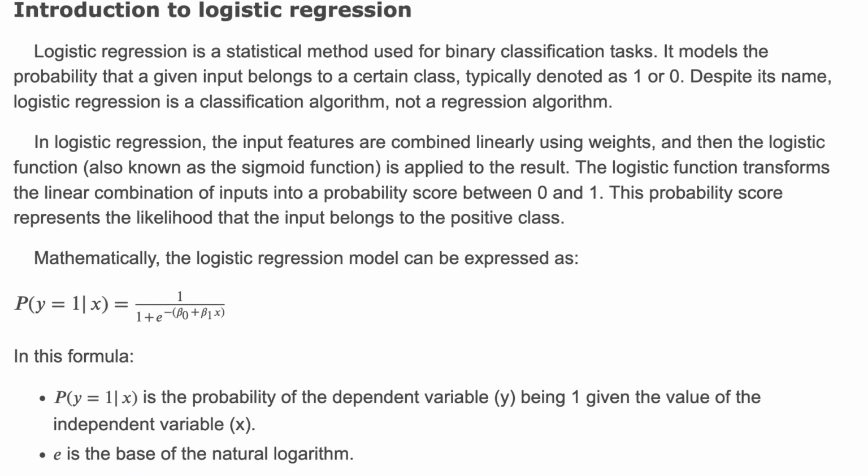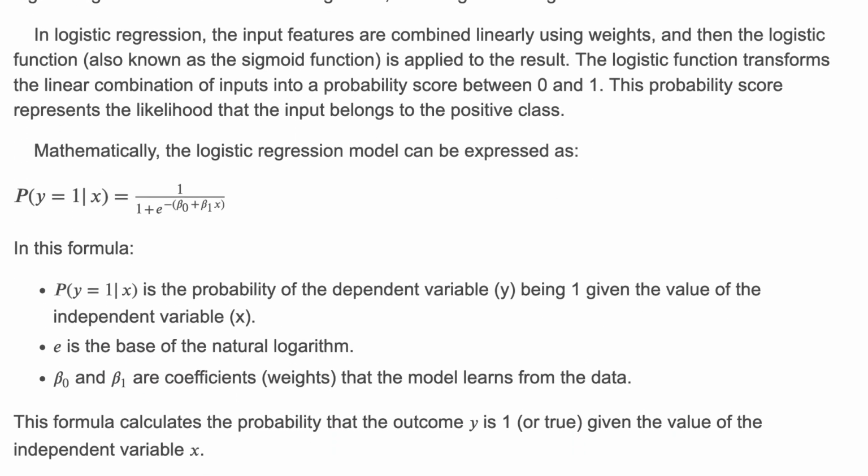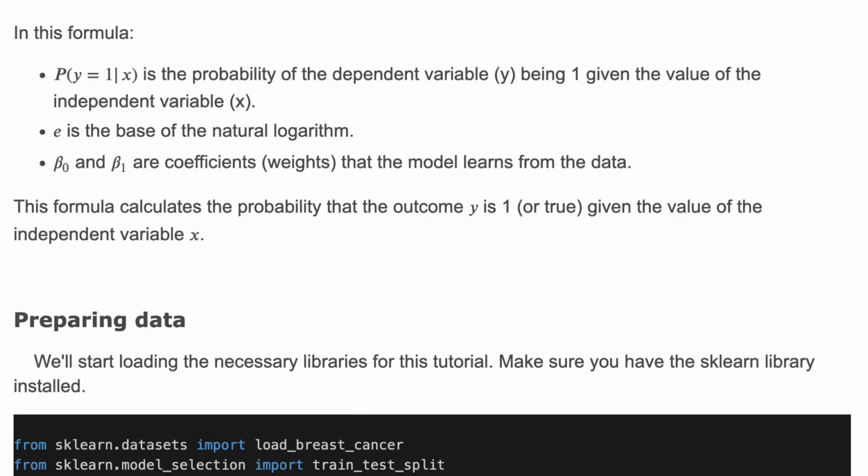Mathematically, the logistic regression model can be expressed as shown here. In this formula, P is the probability of the dependent variable y being 1 given the value of the independent variable x. e is the base of the natural logarithm. B0 and B1 are coefficients or weights that the model learns from the data. This formula calculates the probability that the outcome y is 1 or true given the value of the independent variable x. If you want to know more about this formula, you can check it yourself. That's a brief overview of logistic regression.